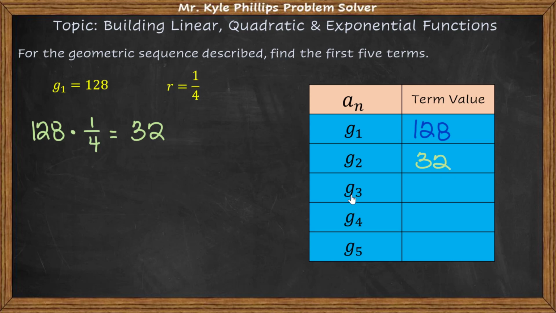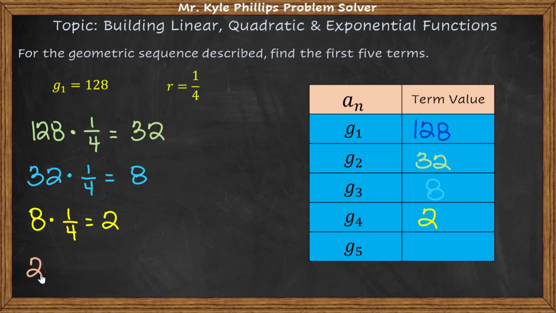And now to find the third term, we're going to take 32 and multiply that by 1/4, and that's going to give us 8. And then we're going to take 8, multiply that by 1/4. That's going to give us 2. And lastly, we're going to take 2 and multiply it by 1/4, and that's going to give us 1/2.